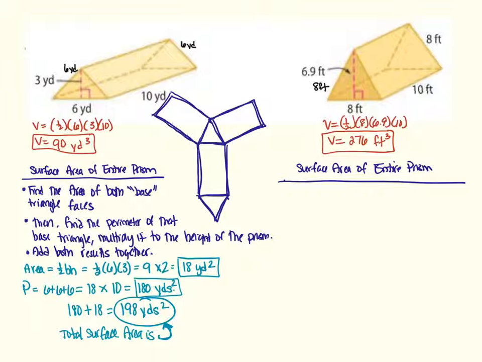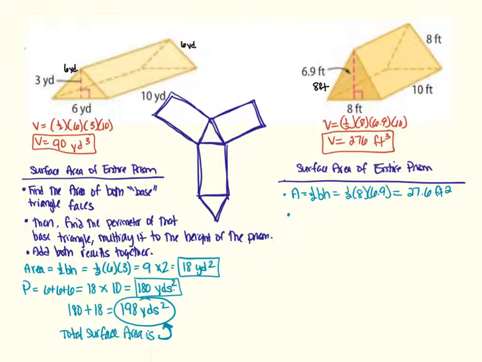So we've got the area of both ends. Area equals half base times height. So that's 1/2 times 8 times 6.9. Half of 8 is 4, and 4 times 6.9 will get you 27.6, and that's feet squared. Okay, so now that's part 1.